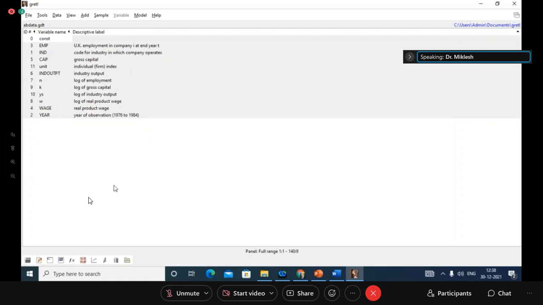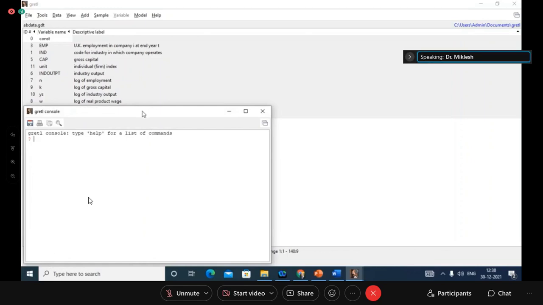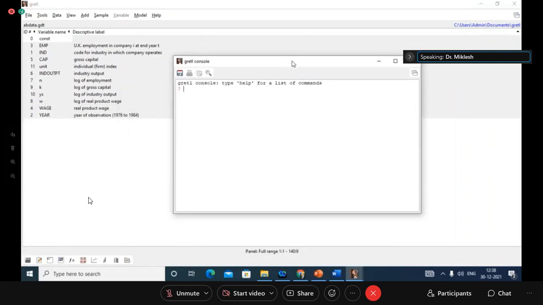How to apply this? At the bottom, you find the first one is calculator, the second one is new script, and the third one is open Gretl console. In order to apply dynamic panel, we have to click on this open Gretl console. I click this. Now we'll be writing a command. With the help of that command, we'll be able to get the dynamic panel result.